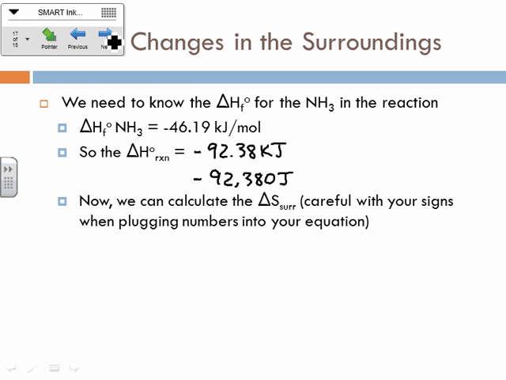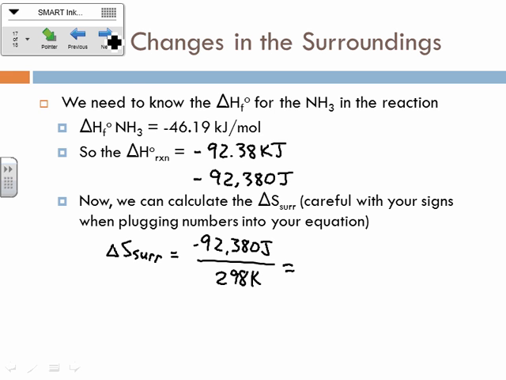Now we can calculate the delta S of the surround. Oh, wait, what am I doing? That's not right. I was jumping ahead here. So the delta S of the surroundings is going to be negative 92,380 joules divided by the temperature at which this is happening. Which, what do we say about that little degree sign there? It means it's at 298 Kelvin, 25 degrees Celsius. Okay. Of course, we want to be working with absolute temperature here.